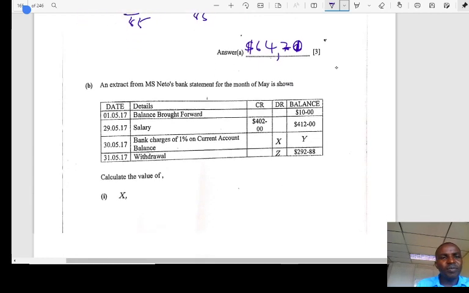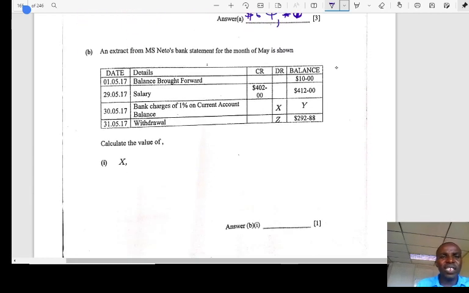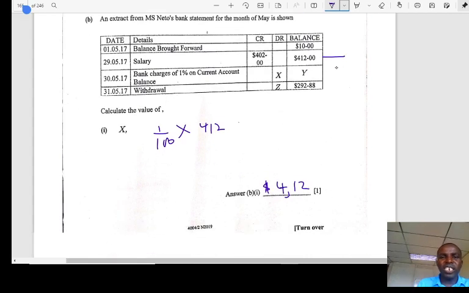Then next, an extract from Ms Nito's bank statement for the month of May is shown. Calculate the value of x. X is here. What is x? We are debiting here. It's bank charges, 1% on current account balance. So bank charges 1%, you just calculate 1 over 100 times the balance, which is 412. This one you get $4.12. Done. That's the bank charges.